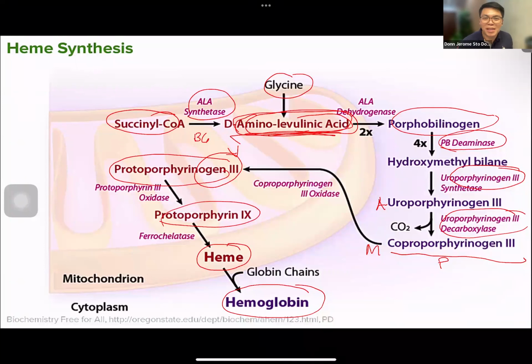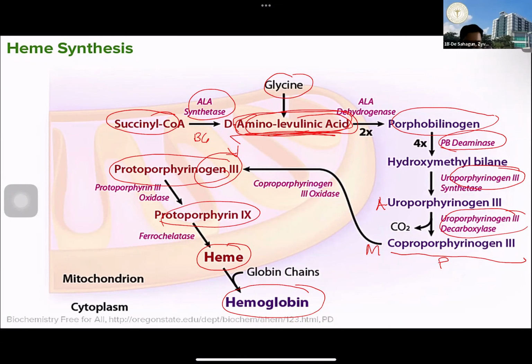Wait lang. Doc, question pala po. Sige, go ahead. I'm not sure if I missed it kanina, pero saan po galing yung globin chains? Well, globin chains, later on we'll be discussing how we synthesize the globin chains. They're actually synthesized from a different gene cluster. So ito lang, we're discussing the heme component of your heme proteins. Okay? Okay naman?